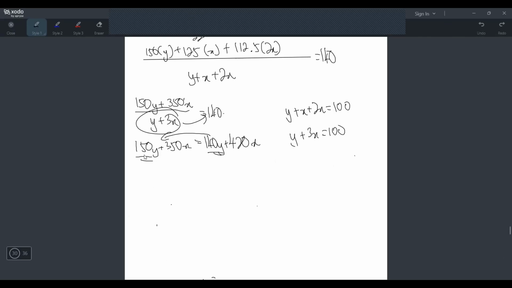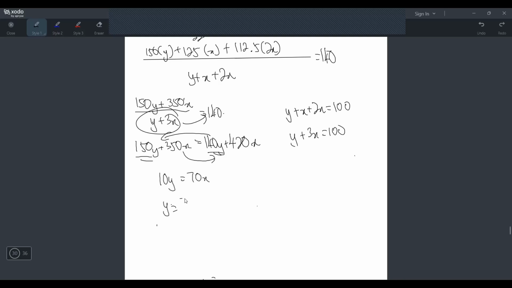Let's see, y with y can do, x with x can do. So 150y minus 140 becomes 10y. And then the x, maybe I can bring it there, becomes 420 minus 350. So x with x can do. So 420 minus 350 is 70x. Okay, 70x. And since both sides can divide by 10, so I'm going to do that.